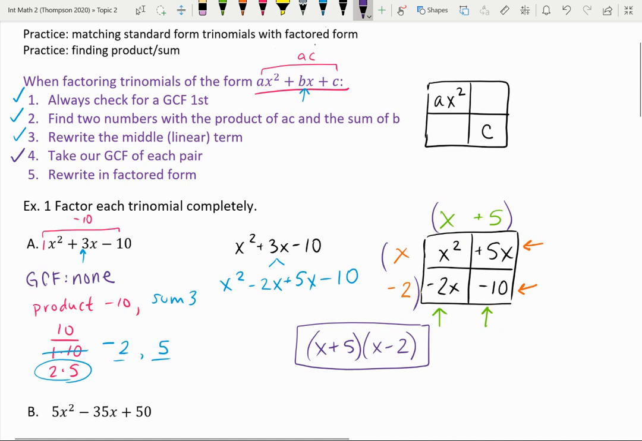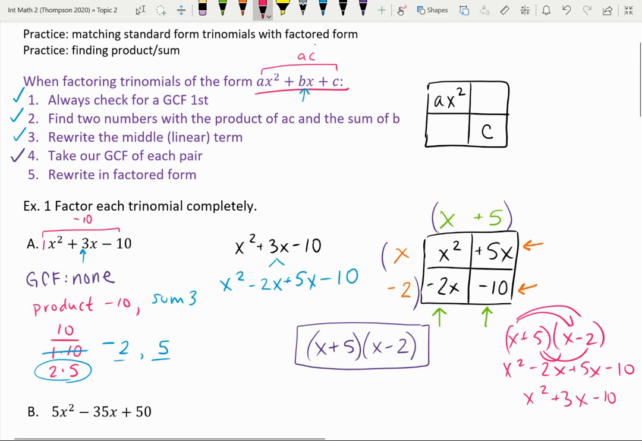If I were to take that and multiply it all out, I would get the answer that I started with. So if I did x plus 5 times x minus 2, this is a good way to check your work if you wanted to. You would see that I can work backwards and get what I started with, okay? This isn't actually part of the working towards the solution, but this is how I could check my work if I were working backwards. Okay, first one done. All right.